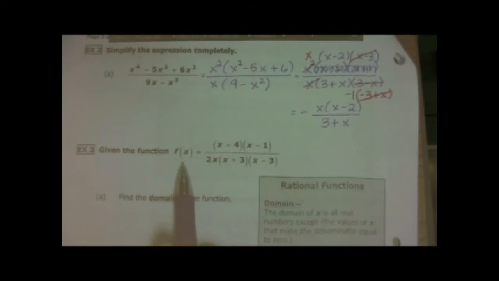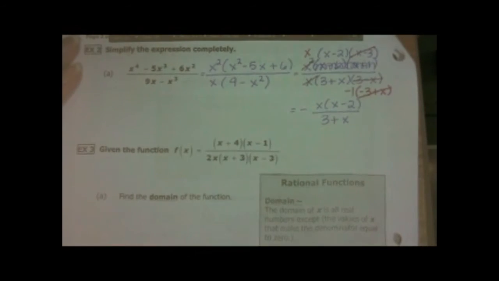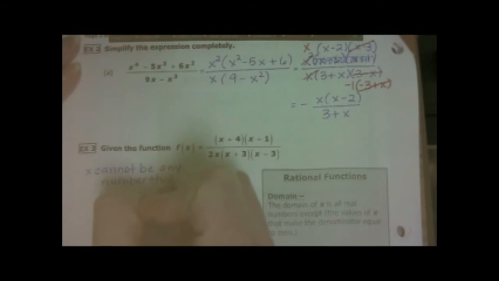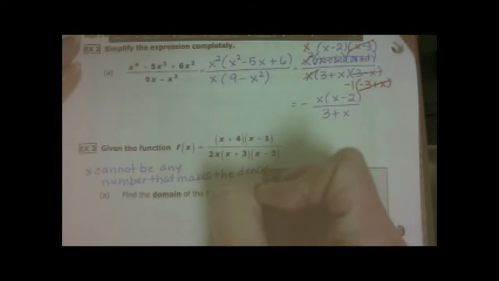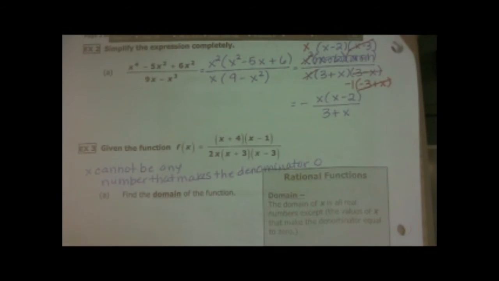Here's what we have to remember. This is from the beginning of the year. X cannot be any number that makes your denominator equal 0. All right? So here's what x can't be.